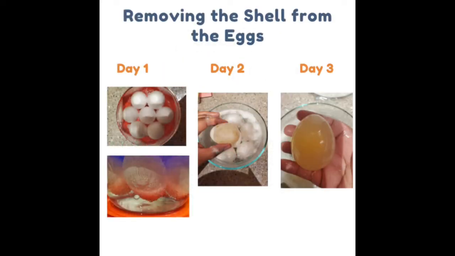First, they're going to remove the shells from the eggs, and this requires just that the eggs sit in vinegar, and after about 3 days, you'll notice that the eggshells will naturally come off and that you can see the inside of the eggs perfectly, and this will simulate our human cells.